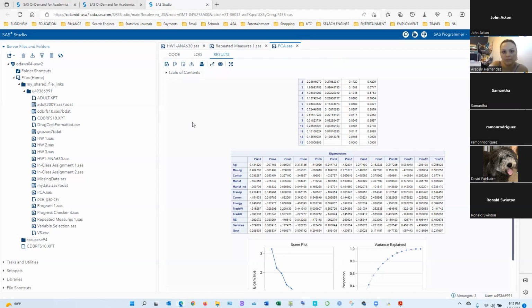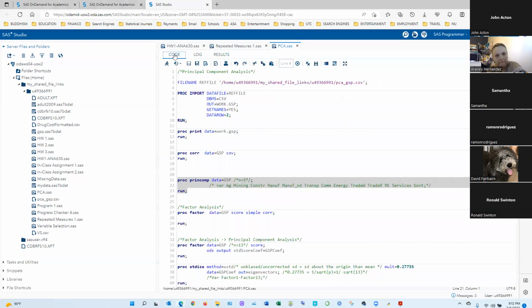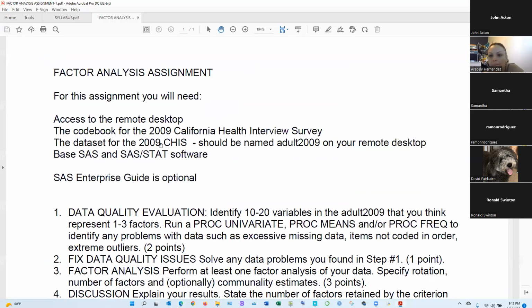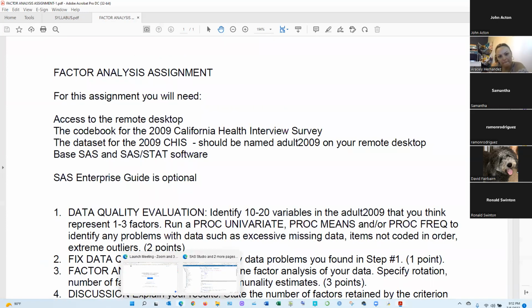Can you access the data? I think you can access the data. No, can you access, David? No, right now if I go to SAS Studio, I still have ANA 610 and ANA 620 as the courses I can get to. Can you remember on the syllabus, it says that on the homework you can access something called the remote desktop? Because this is the way they have set it up. But I got the data.